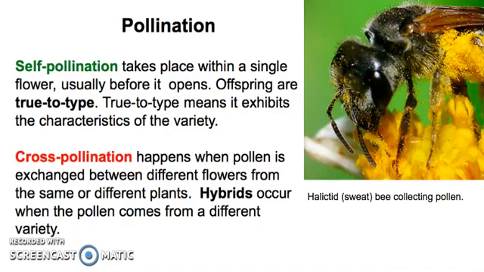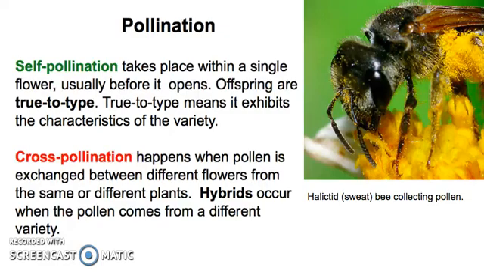So for example, if I plant a San Francisco Fog tomato, it's going to look like a San Francisco Fog tomato. So it's true to type. Cross-pollination happens when pollen is exchanged between different flowers, and it could be the same type of plant, or it could be a different variety.